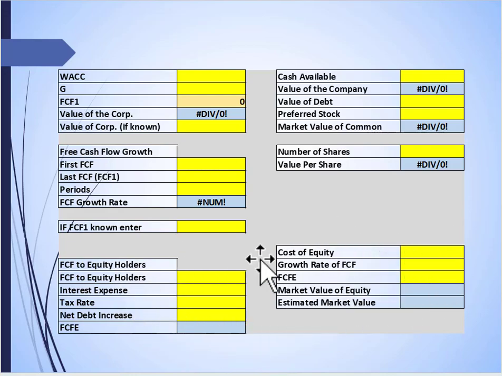Now, these blanks down here are for a little bit more complicated and a little more advanced kind of calculation. But if you think about it, if you know what the free cash flow is to equity holders, right? You know what that free cash flow is. If you know interest expense, the tax rate, if you understand something about net debt, right? Or essentially the debt that the company has, the increase in that, you can calculate what's referred to as the free cash flow to equity. Putting in the cost of equity, the growth rate of free cash flows, we can also calculate the market value of equity and give us an estimated market value. Again, this is a little bit beyond what this course is all about.